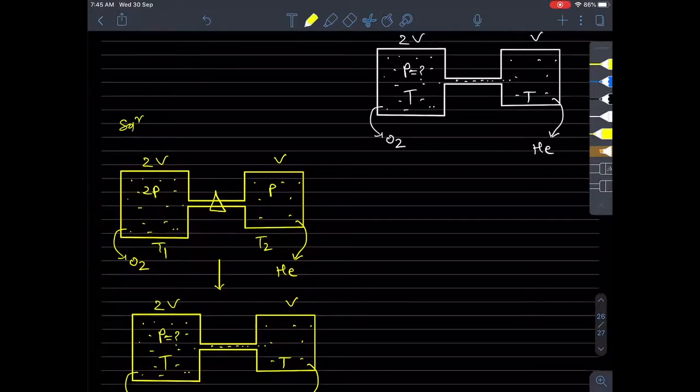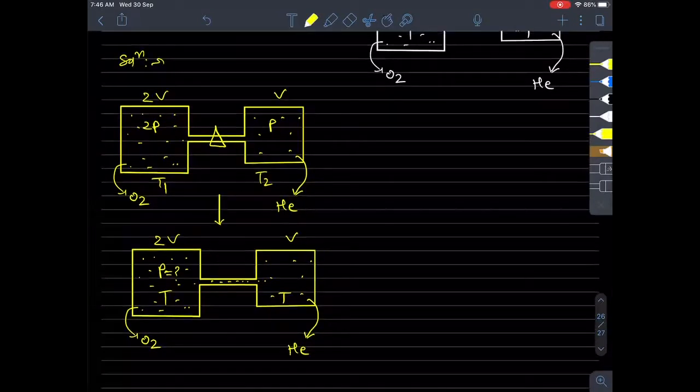So when you are solving it, one thing you need to understand is that even if your stopper is removed, some of the oxygen will flow here, and some of the helium will flow here. That means this side will be helium plus oxygen, and this side also helium plus oxygen. Will they ever stop moving from this side to that side? No, sir. They will keep on moving.